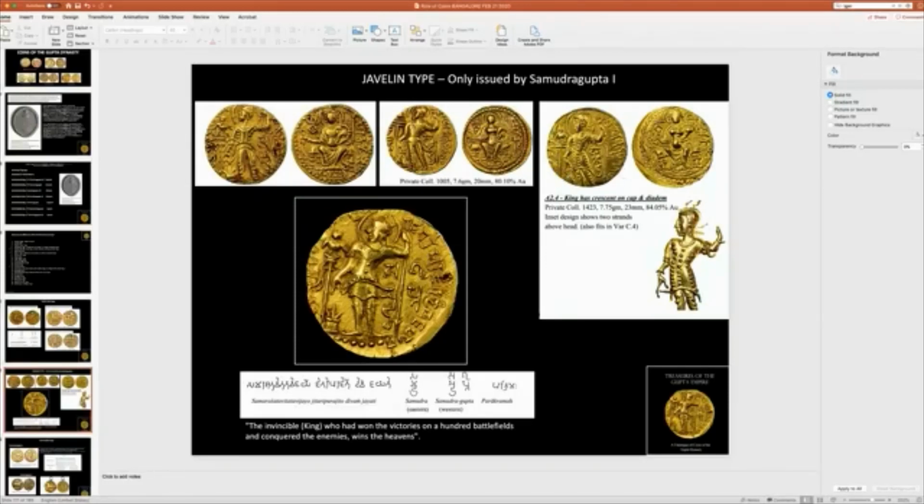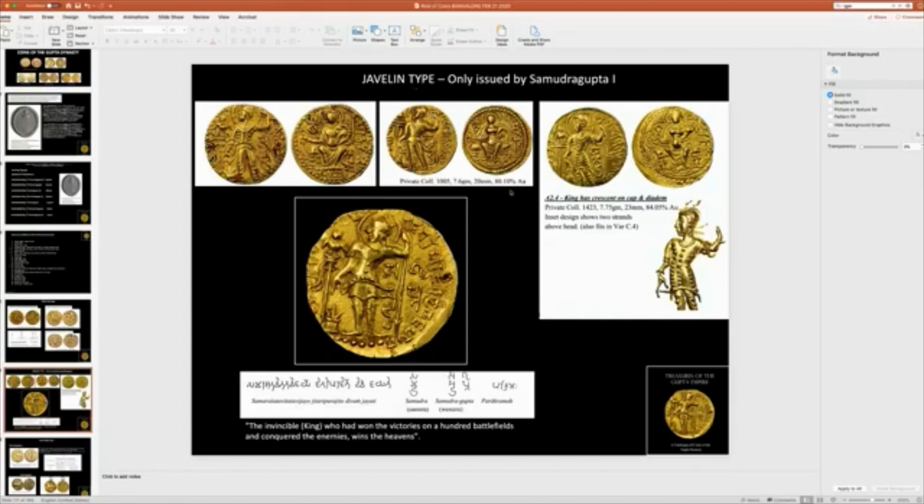On the back of it, it says Parakrama, all powerful, right? Parakrama. So here is the javelin type issued only by King Samudragupta. And of course, on the obverse, on mostly all Gupta coins, there is always a legend. Sometimes it starts from here, sometimes it starts from here and goes around.